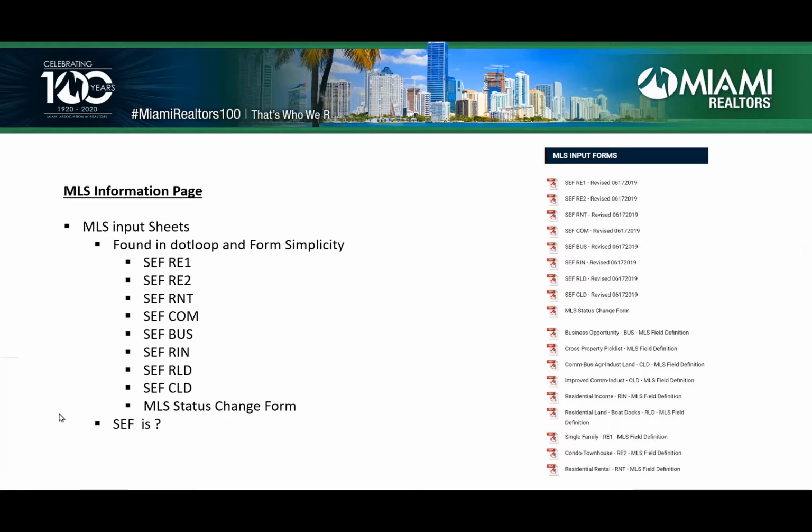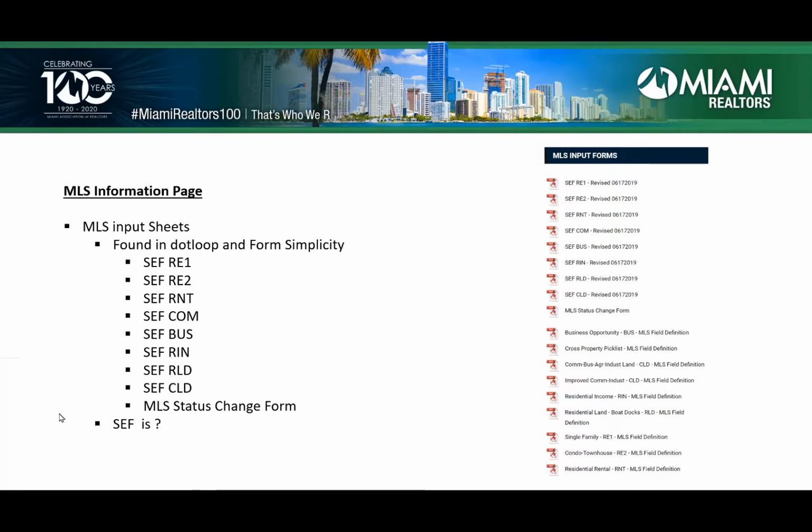These are our MLS information sheets and input forms. As Chrissy mentioned, we give this information during our MLS 401 class. This is also to let you know and reinforce that these are not only available on our MLS page, but also in Form Simplicity and Dotloop. So if you have someone that likes to keep all their transaction paperwork in order, they have their forms there for all of them, including condo, townhouse, single family, etc.